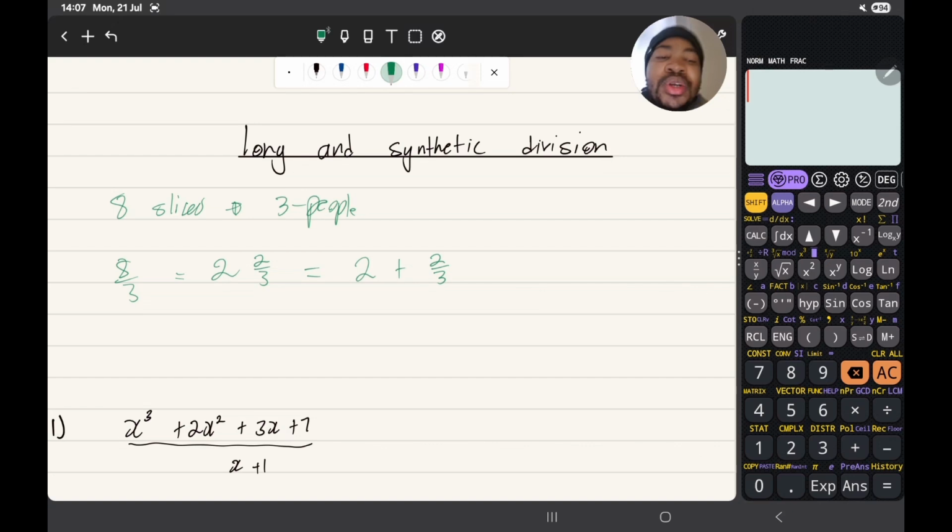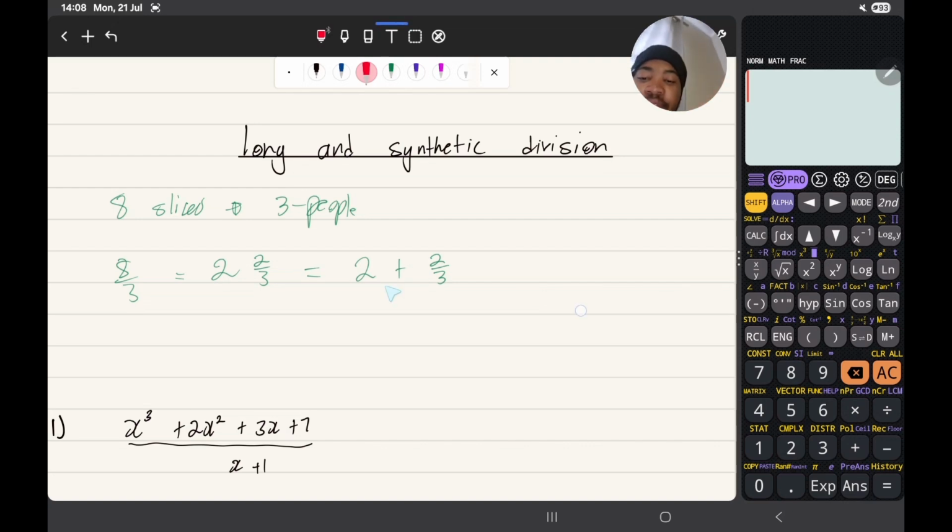So what does this say? It says each person will be able to get 2 full slices, all 3 people. But then there'll be 2 slices left. So 2 is the remainder, because those 2 slices we couldn't give away. If we give away those 2 slices, there's one person who's not going to get any. So that is the whole idea.